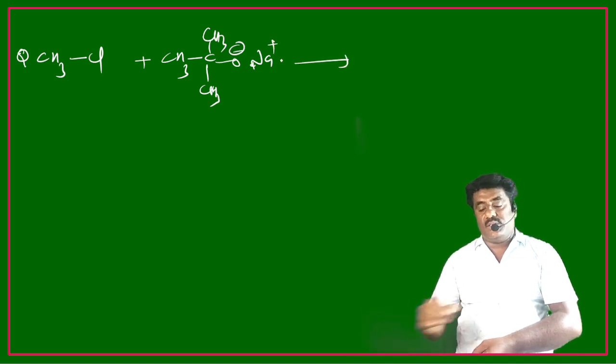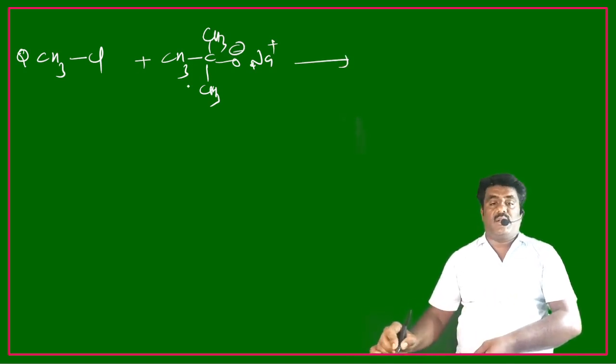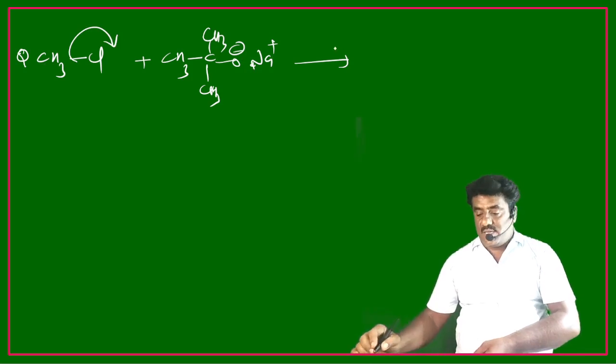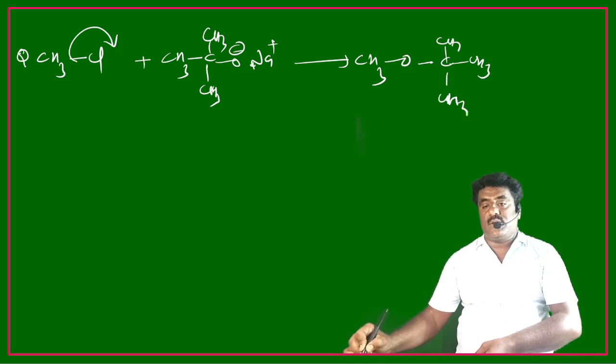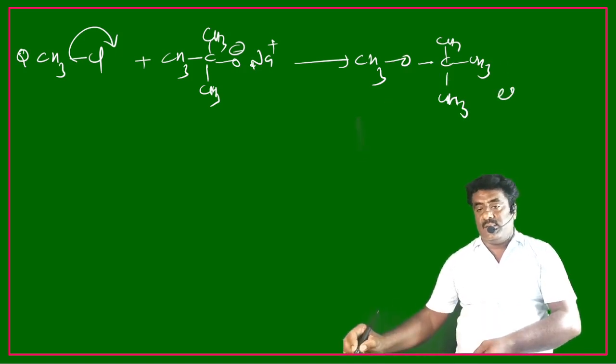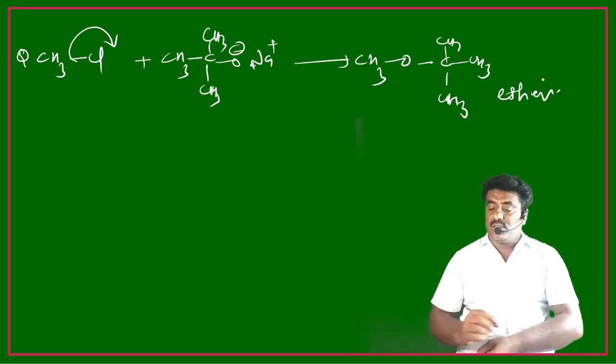What happened in this case? Here also it is a nucleophilic substitution reaction. X is the leaving group. The O minus attacks on CH3 to form a what? CH3O CH3, yes, it is an ether.